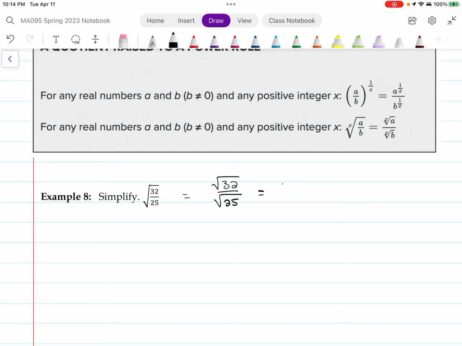All right, so I know 32 is the square root. Look for a perfect square. 16 times 2. 16 is a perfect square. The square root of 25 is 5.